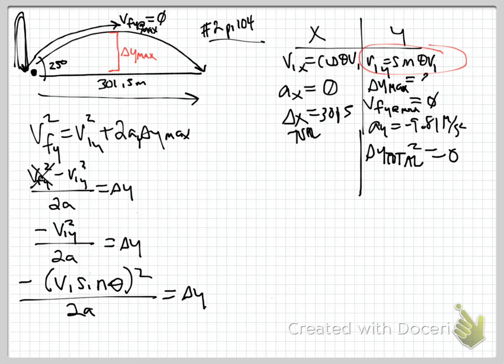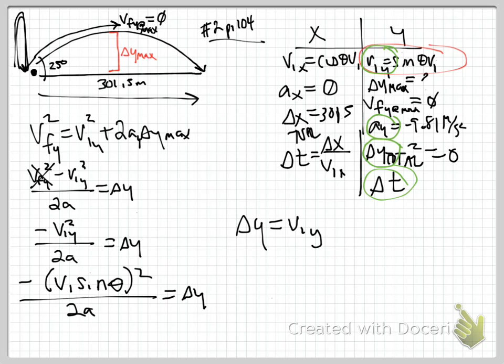So if we have, and I'll highlight these in a different color, VIY, AY, delta y, and we want to bridge over to the x-axis, of course we always use time as our bridge. We've got our old standby, delta x over VIX is equal to delta t. What equation can we use to connect those? It's my favorite, delta y equals VIY delta t plus 1/2 a on the y delta t squared.